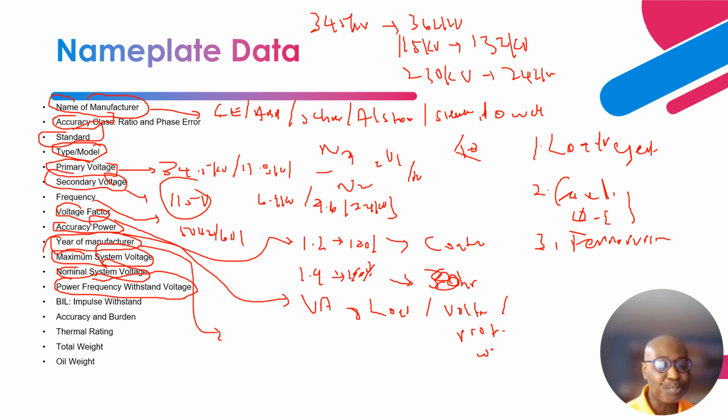Okay, so for 115 kV, usually the power frequency withstand voltage should be about twice that. Right, so that is 230 kV.